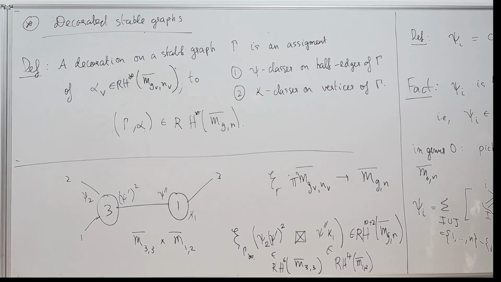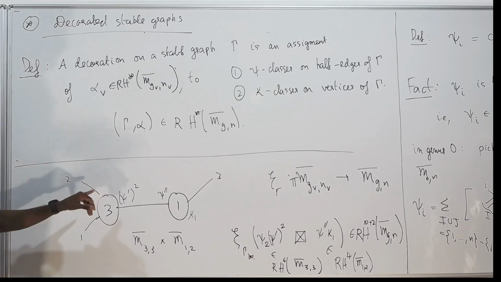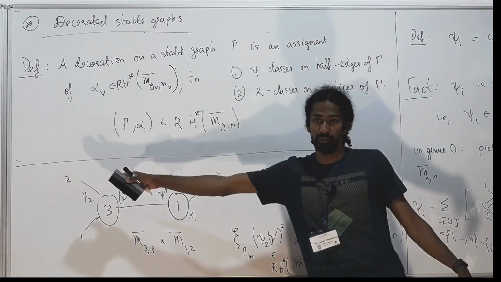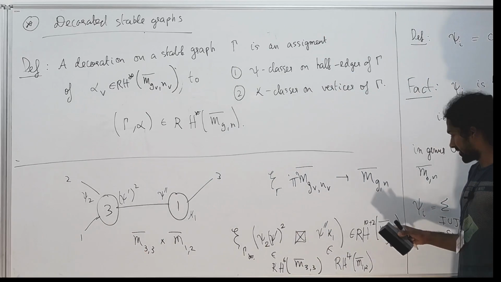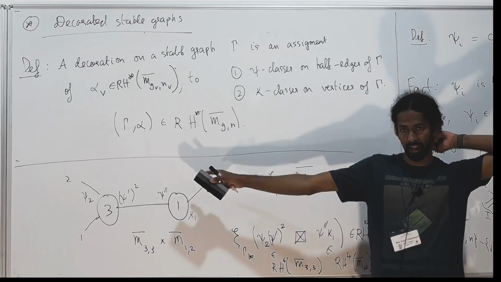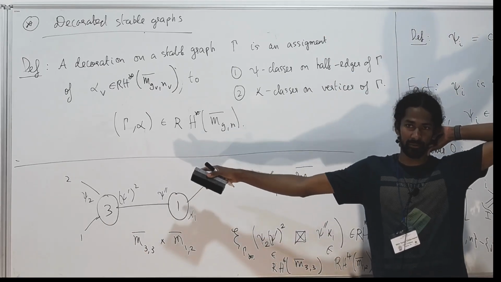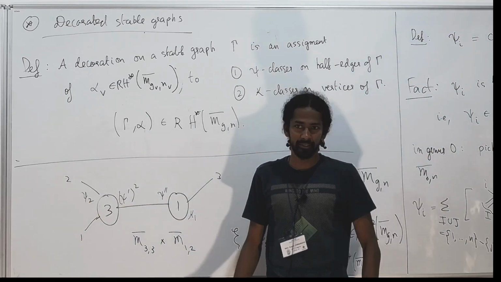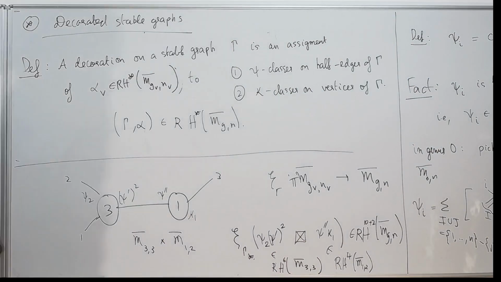No. Psi 2 has to go to the thing. Remember that the half edges keep their label even when you push them forward. So if it was an edge that was 2, then it's still 2 here. So basically, you put the psi class with the marked point that it carries. Okay, so I hope that was okay.